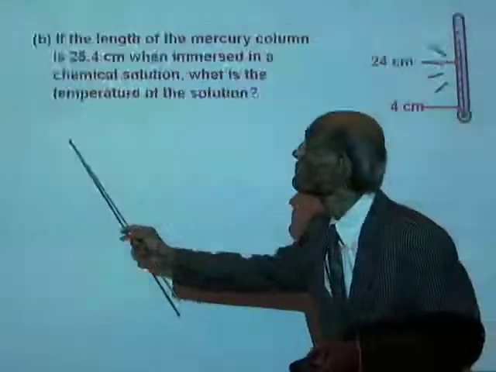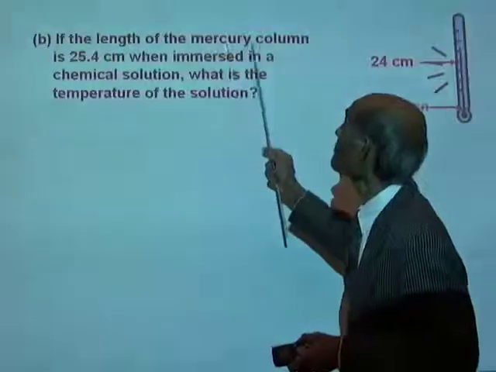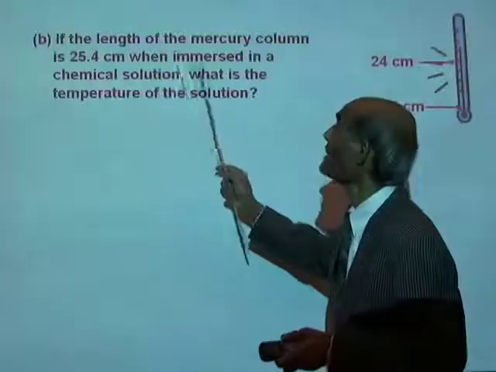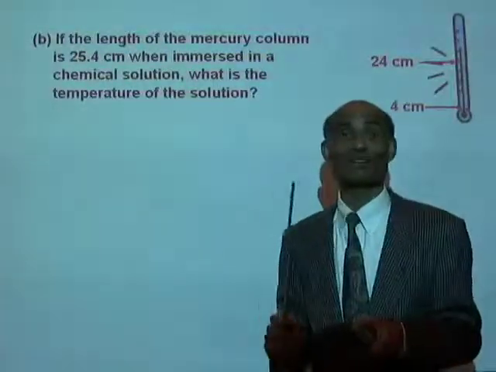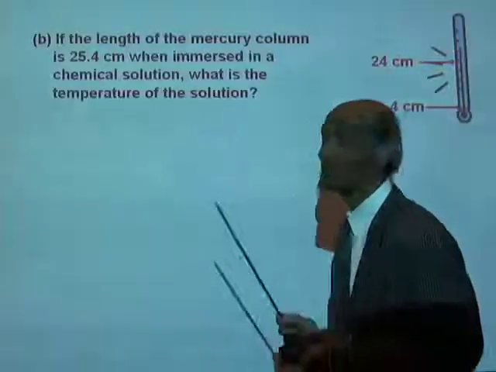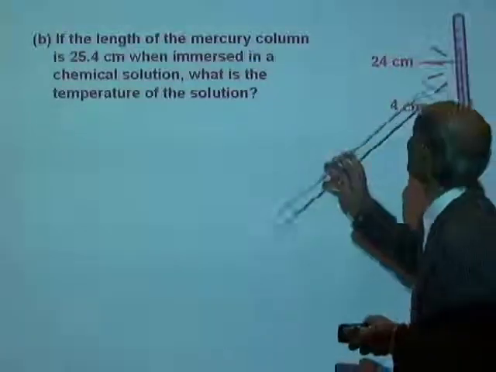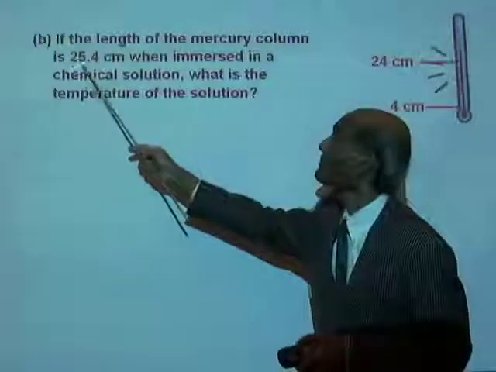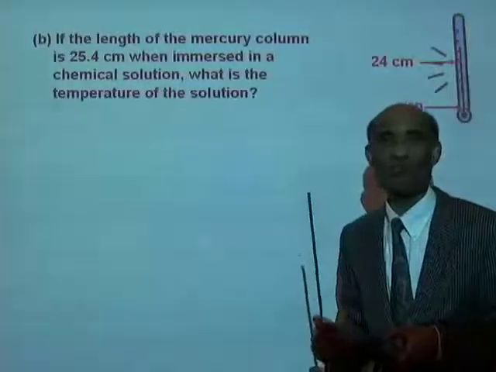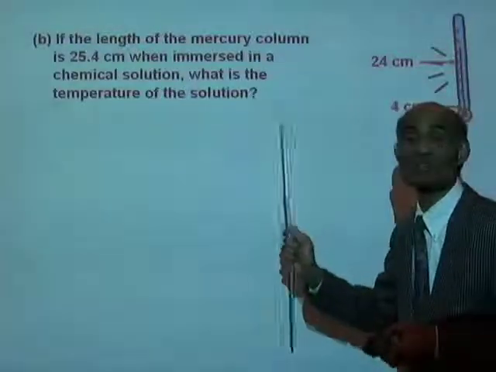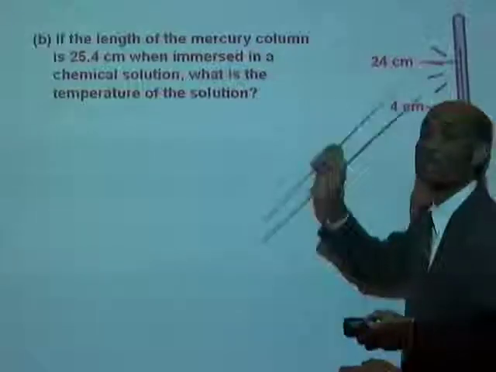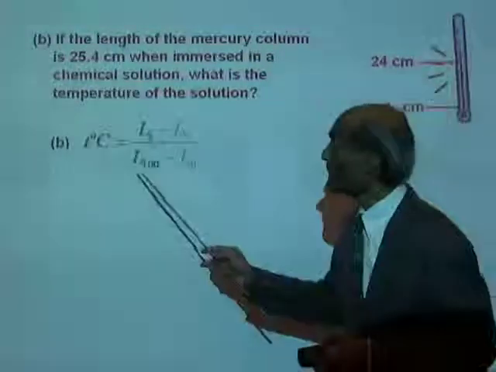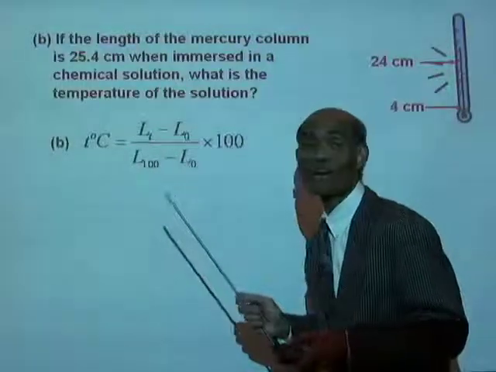Let's now look at the B part. If the length of the mercury column is 25.4 centimeters when immersed in a chemical solution, what is the temperature of the solution? Now, obviously, if the level has to go above 24, the level of mercury is 25.4 when immersed in the chemical solution. You would expect the temperature to be higher than 100 degrees Celsius. Is that right? Well, we go back to that equation again.